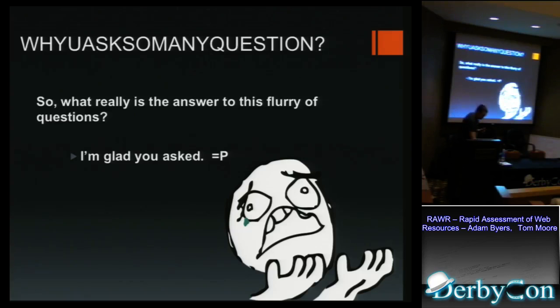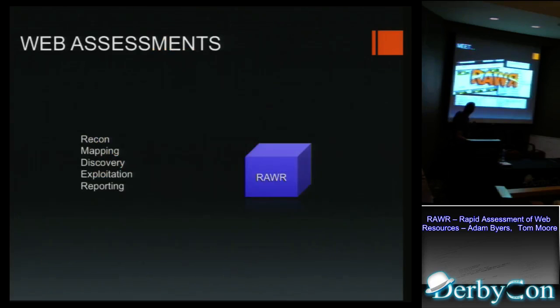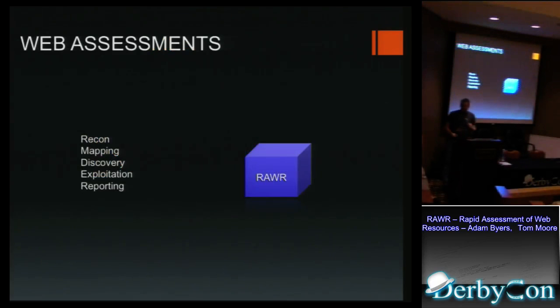Coder extraordinaire, I wouldn't go that far. But I'd like to introduce you to Rawr, and some crazy Photoshop skills there. So just some of the outputs there. So what we're doing, we're taking the initial recon, right? You're given a scope, you're given some IPs. If you're a dev, you know which IPs you're using. So we're feeding that into Rawr. You like that? Pretty cool.